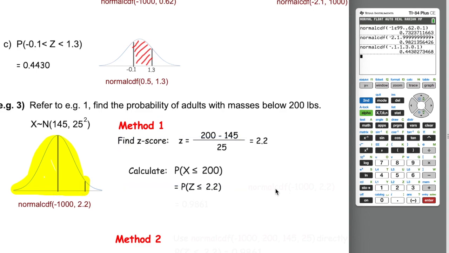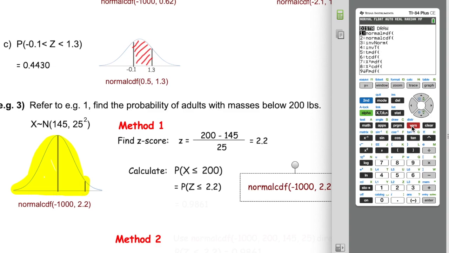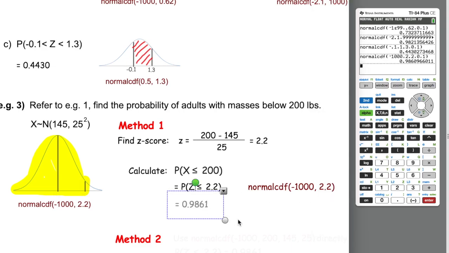which then allows you to use your calculator just in the same way that we demonstrated in the last example, right? I can use a small number as my lower bound, and then 2.2 is what I'm interested in. And I will get 98.6% or 0.9861 if I round my answer to 4 significant figures. Okay, so that's one way of doing it.